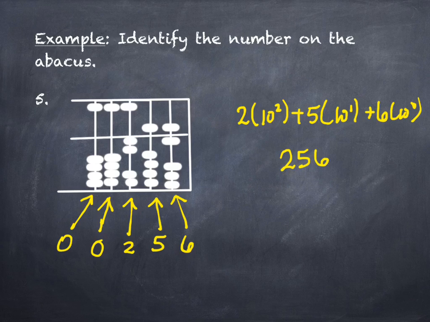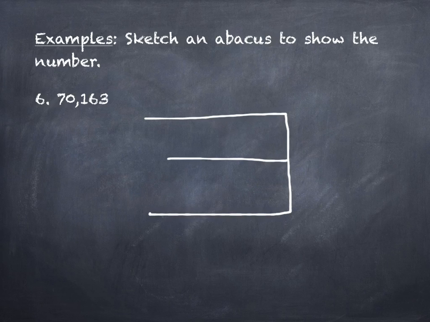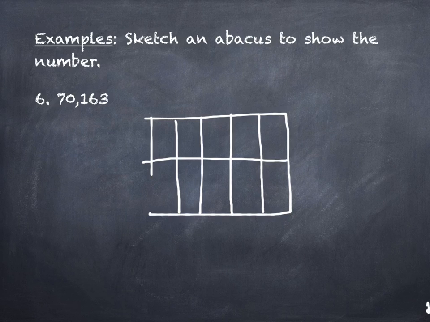Now we're going to do the same kind of thing, but we're going to go in reverse. We're going to be given a number and we're going to sketch the abacus for it. All right, so in sketching my abacus, I draw sort of a grid box with a line in the middle. I need 5 vertical bars. There's 3, 4, and 5. Okay, so every rod has 5 beads on it. Okay, 1 above, 4 below the rod in the middle.